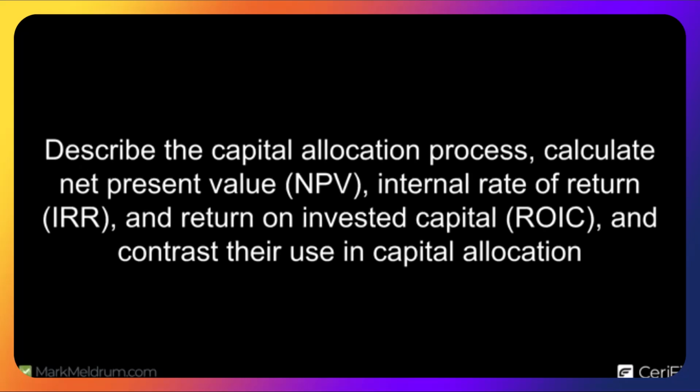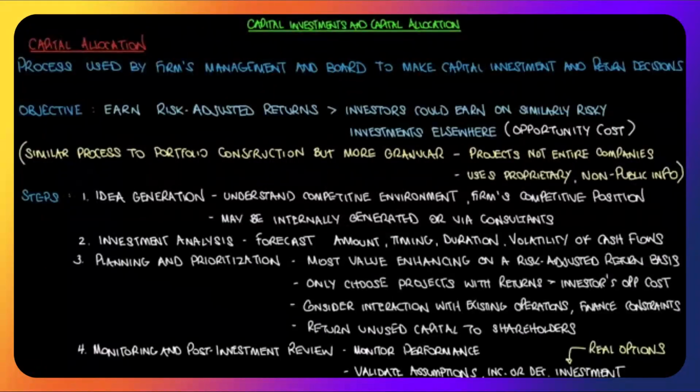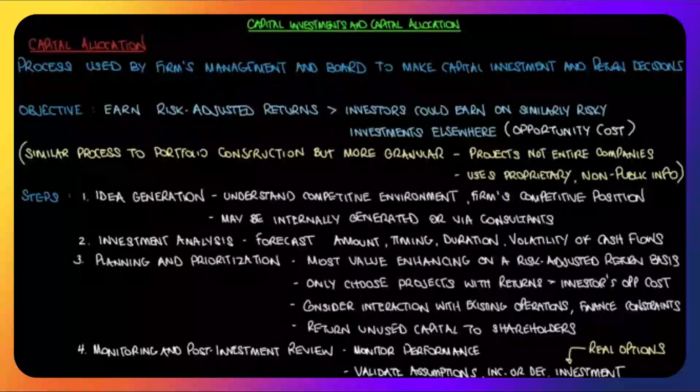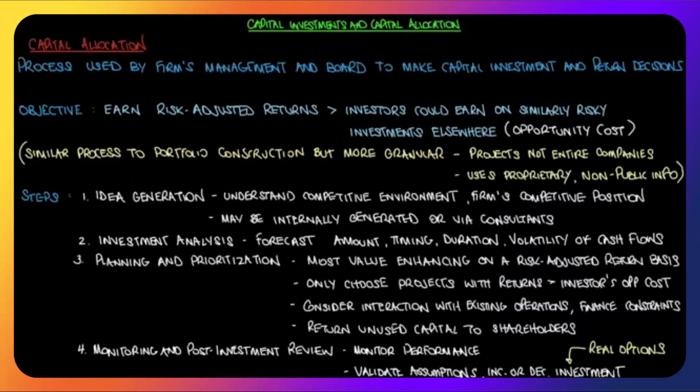Let's get to it. The process, first of all, the capital allocation process, the process used by firms' management and board to make capital investment and return decisions. What's the objective? The objective is to earn risk-adjusted returns, which are greater than those the investor could earn on similarly risky investments elsewhere. What investors could earn on similarly risky investments elsewhere is known as the opportunity cost. Another way of phrasing that, it is the best alternative foregone.